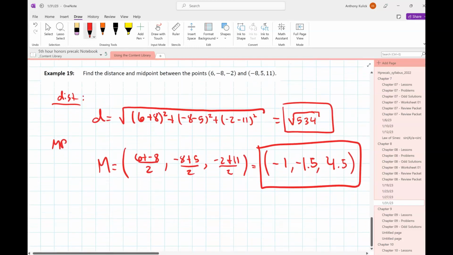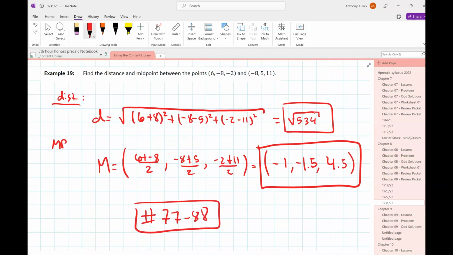So the homework that corresponds to this section is 77 through 88. Pay special attention to the graphing practices, right? That's the part that's typically the trickiest for students. The midpoint and distance formula, it's like we're just plugging stuff into a formula. It's the exact same formula as before, just with an extra component because there's a third dimension.